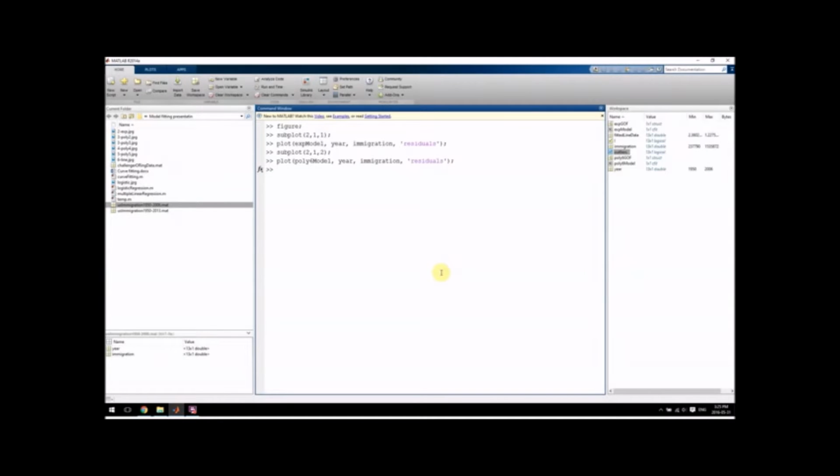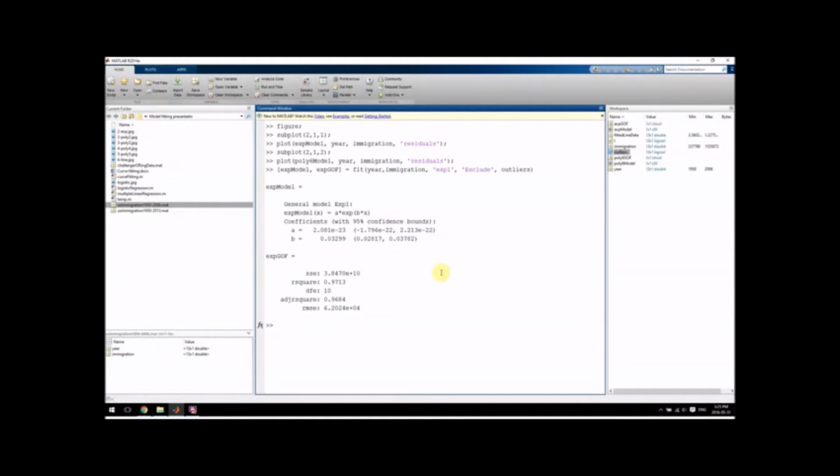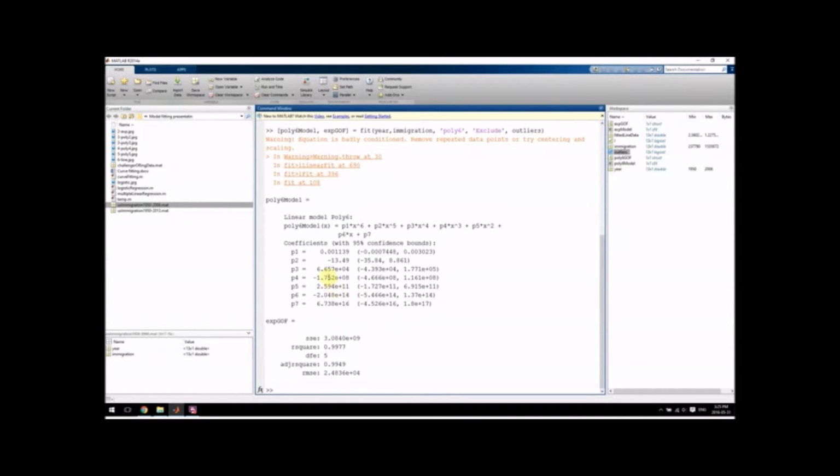And let's confirm that by looking at the fit statistics. Right, so for the exponential model, an R squared of 0.97, although this A coefficient still includes 0 in its confidence interval. That's a great R squared coefficient, though. And the polynomial model, R squared of 0.998, which is very high.